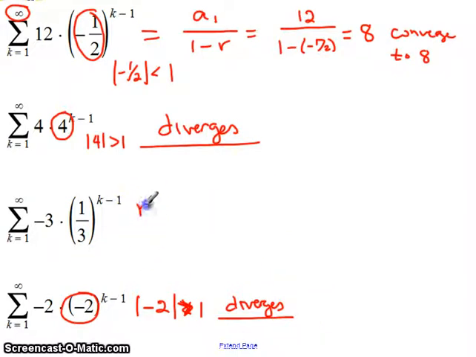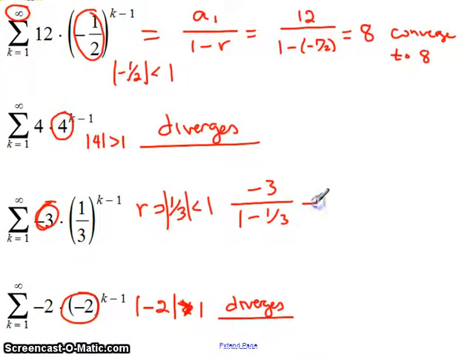Here I have r equals 1/3, and 1/3 is definitely less than 1, so we can go ahead and apply the formula. A sub 1 is negative 3, that's this part right here, and we're going to divide by 1 minus 1/3. When we do that, we end up getting negative 4.5. So if we add up all infinity terms of this sequence, we end up with negative 4.5.